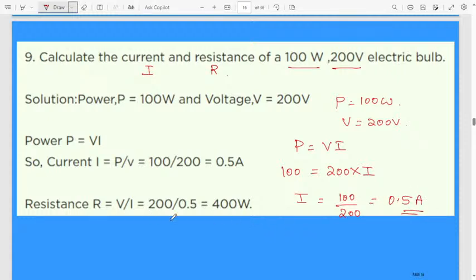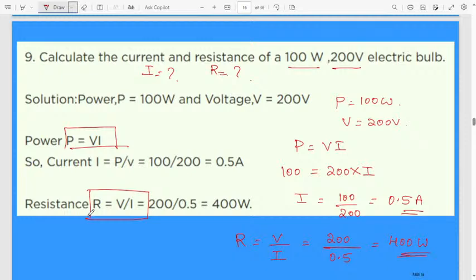Then next one, what you have to calculate? You have to calculate the resistance. For resistance, the formula is V by I. Voltage is 200, current we calculated, that is 0.5. Simplify, you will get 400 ohm. Here they are asking the value of current and also resistance. They have given power and also voltage. Remember the formula, P is equal to VI, then R will be equal to V by I.